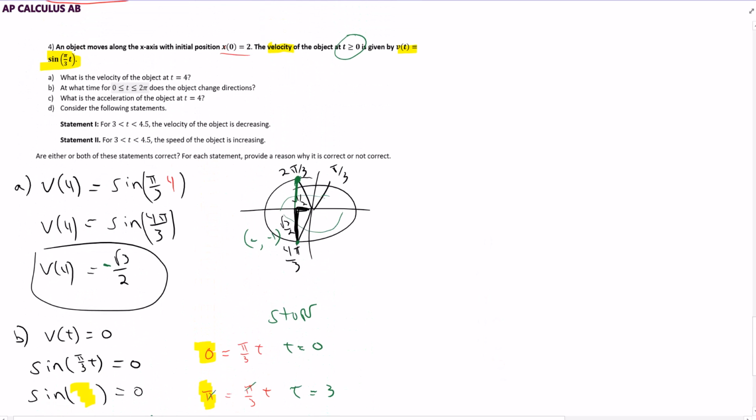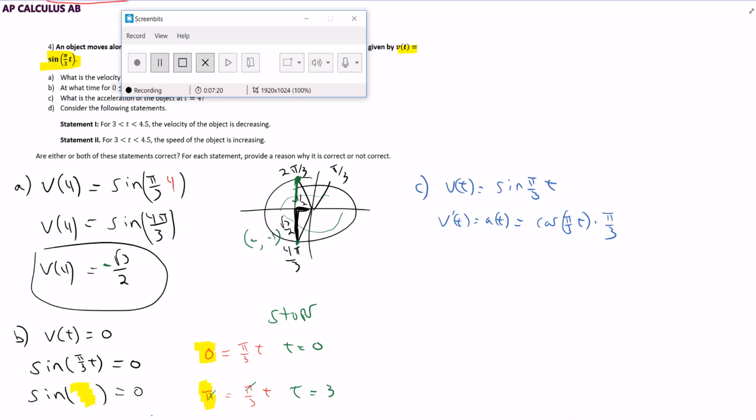Part C, what is the acceleration of the object? Let's do part C over here. What is the acceleration of the object at t equals 4? Remember, I'm given the velocity, and I want to find the acceleration. That's simply the derivative of the velocity. That tells me the acceleration, right? So I have to take the derivative of this. It's going to be cosine pi over 3t times the derivative of the inside, which is pi over 3.